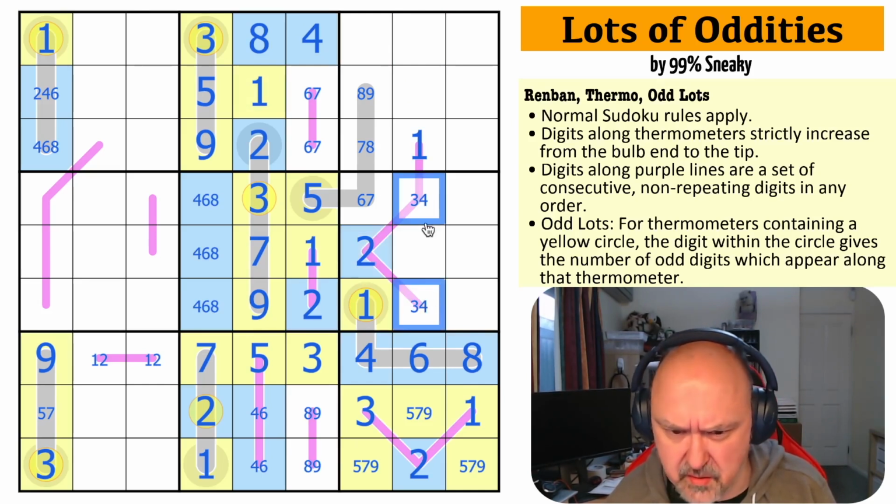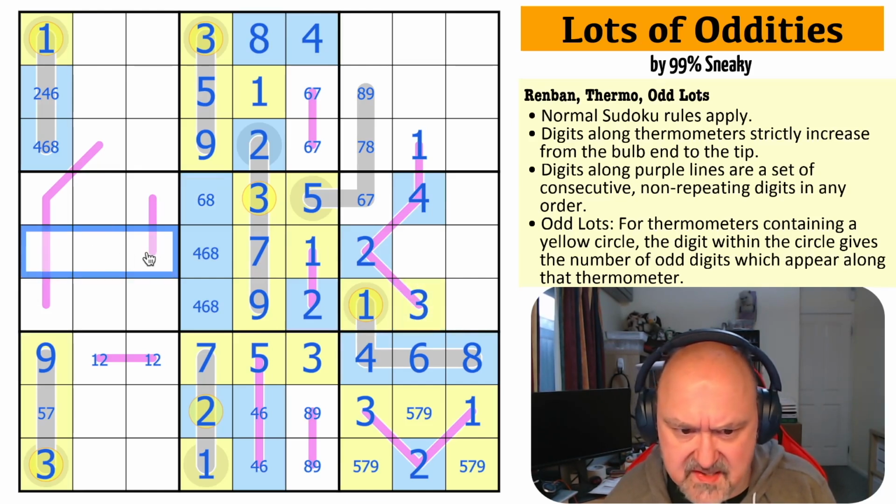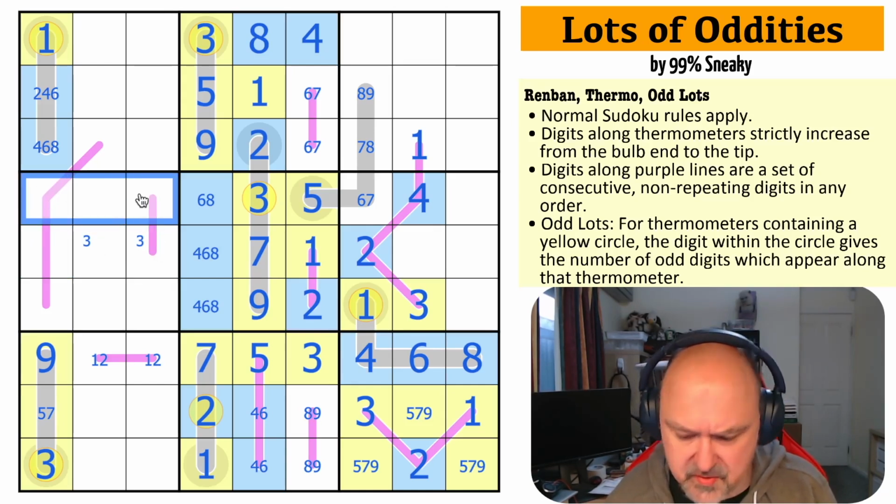There's no 2 in those. This 3 makes that the 4 and that the 3. So there's no 4 there. Or sorry, that's even. And there's no 4 there. 3 is in here now, but it's not on that Renban. 2 is in here.